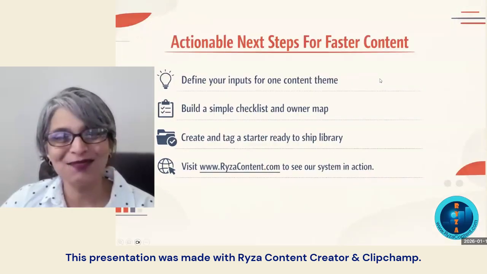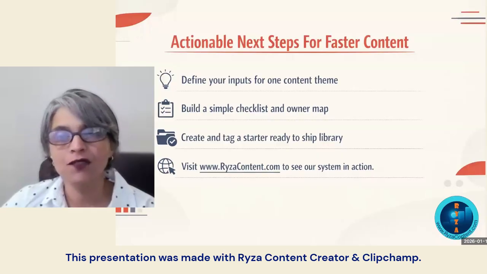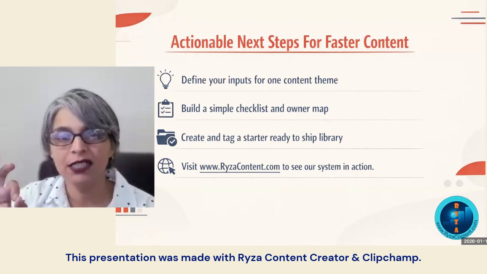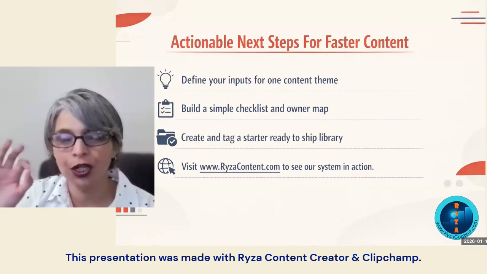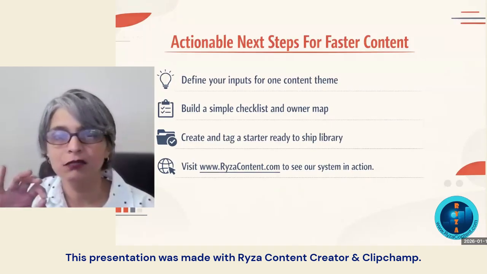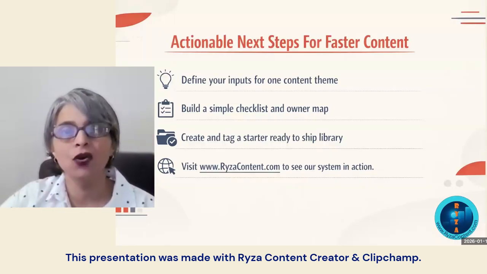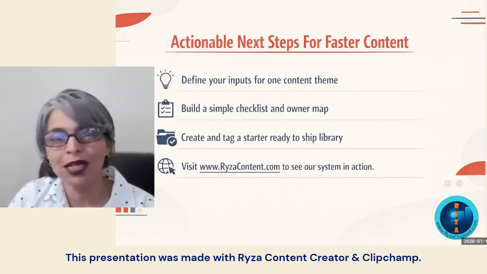Okay, actionable items, right? That's the last bit. Define your inputs for one content theme at a time. Simple checklist, owner map. What do you want to do yourself? What do you want the system to do for you? And just have a ready to ship library. When you have an idea, go ahead and create the content, save it, and reuse it when you're running out of other ideas.